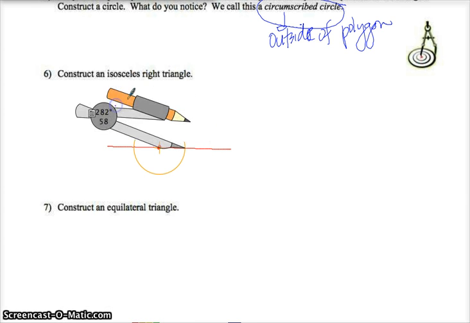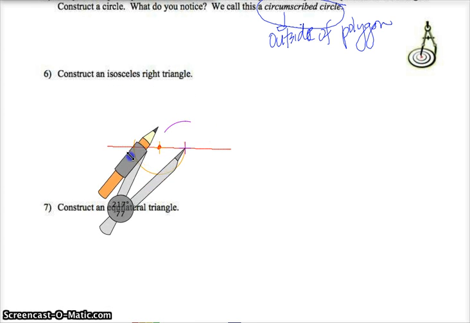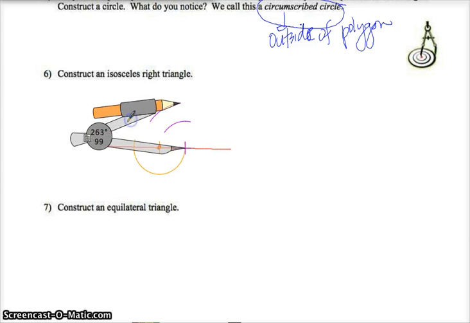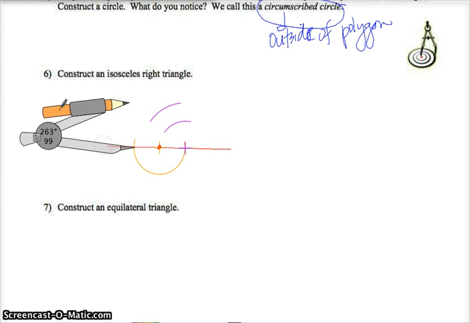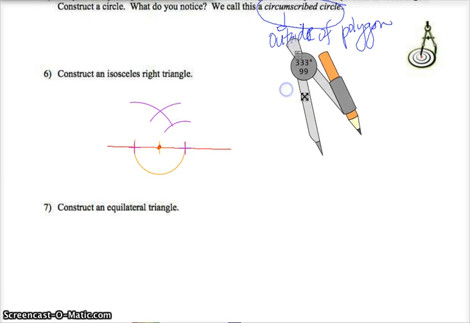So I'm trying to create a perpendicular. Oops, should have opened a little wider. So above. So now I have my 2 points, right here and right here. I use my ruler to line them up, and I've created a right angle. Perfect, there's my right angle.